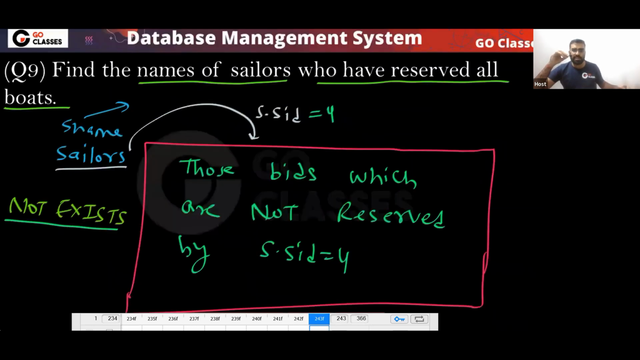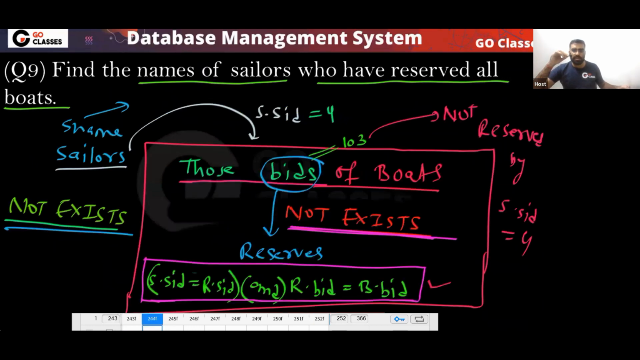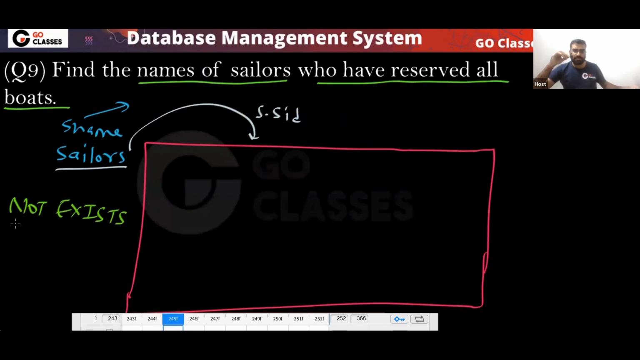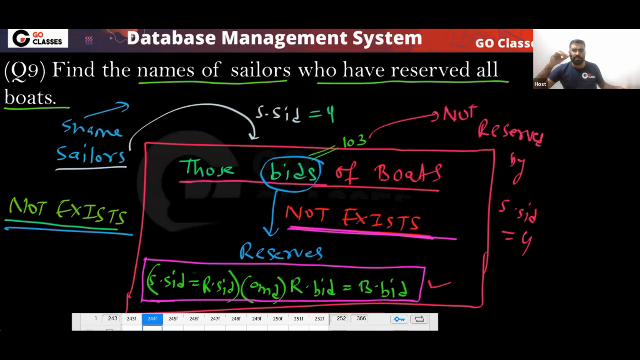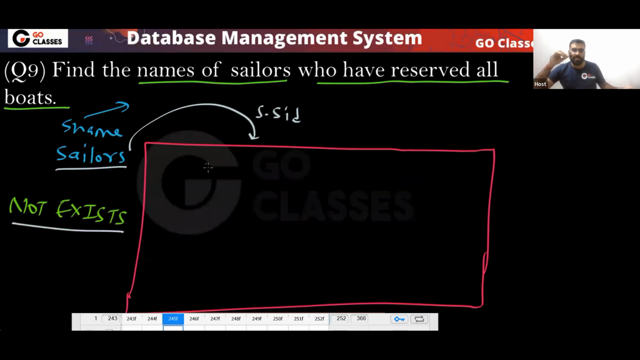Okay, so not exist here also, not exist here also. So finally your query will be what? You will send the BIDs inside from the bots table. From the bots table, you will find BIDs. You will select B.BID.